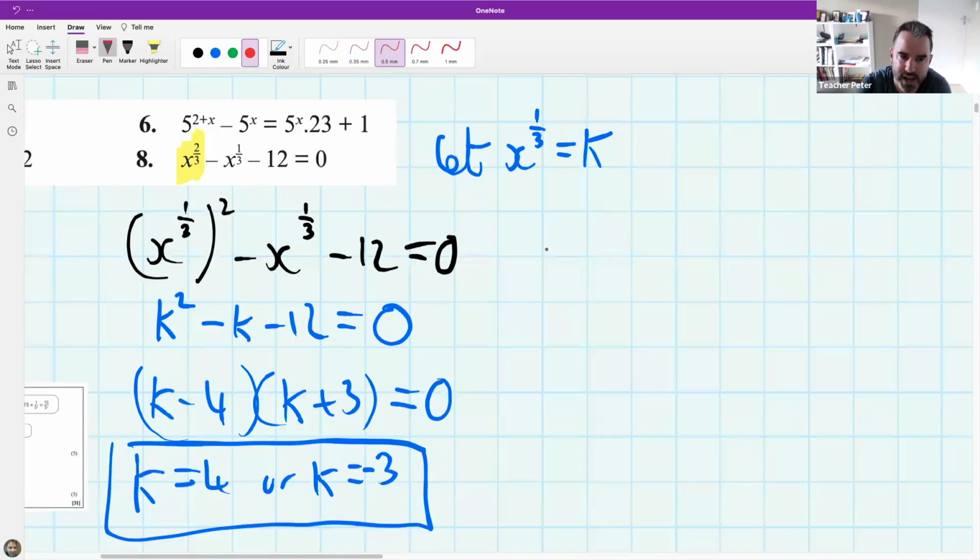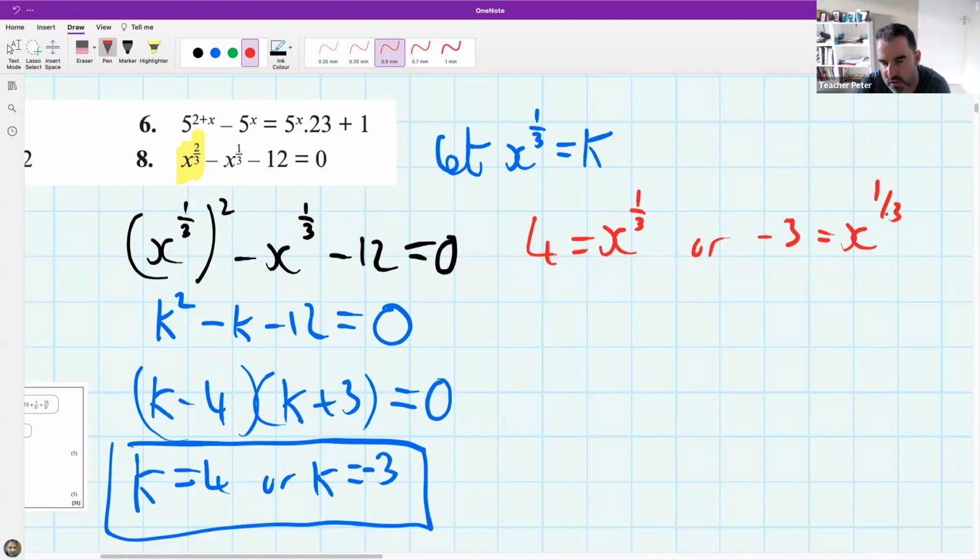So now I have 4 equals x to the power of a third, or minus 3 equals x to the power of a third. But you cannot take a positive number and raise it to a third. Wait, actually, the cube root of minus 27, can you raise that? You're going to get minus 27. Yes, you can. It's a third, so it's fine. We're going to check that now. Okay, what are my answers going to be here?